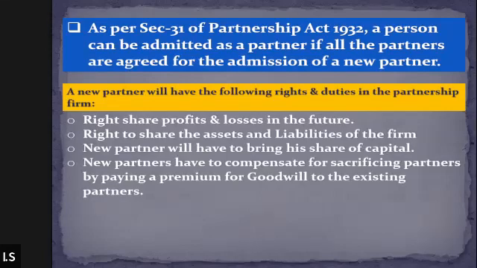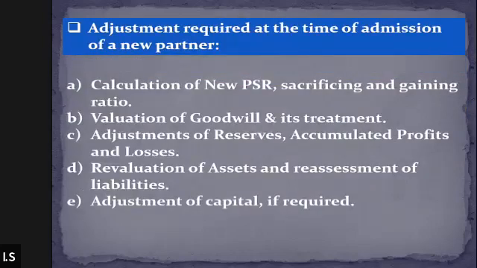So we will cover all these topics: how to treat the premium of goodwill, or how a new person contributes by way of premium for goodwill. We'll talk about that later. Apart from this, we have also understood that whenever a new person enters into the partnership, it requires some adjustments. Precisely speaking, 5 adjustments will be required.